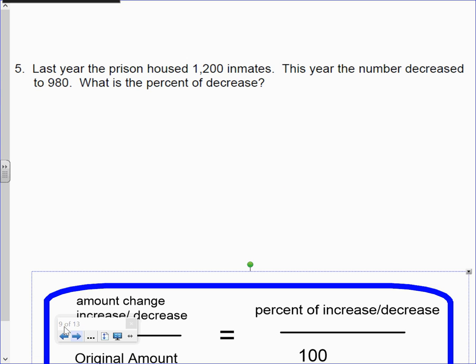Number 5. Number 5 is about Chino Prison. Anybody been to Chino Prison? Is that the one next to Yellow Park? Yeah, Yellow Park, right.